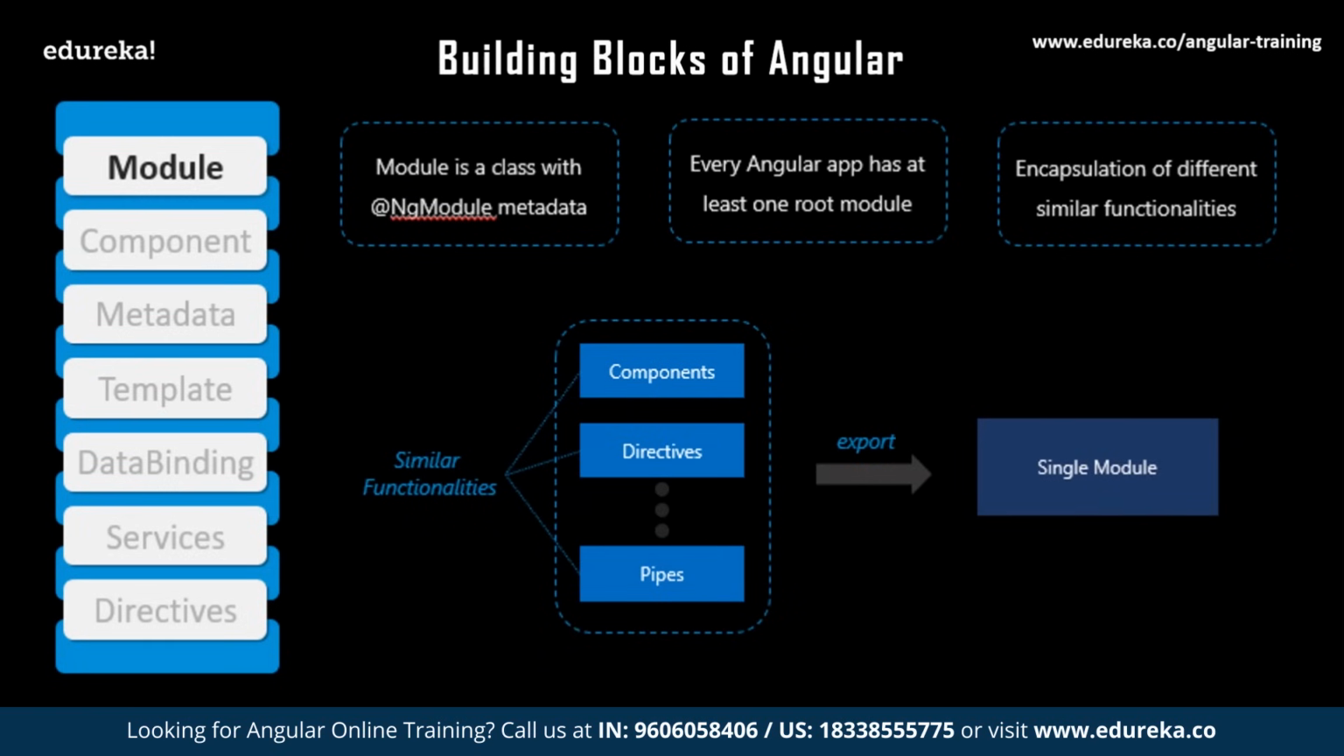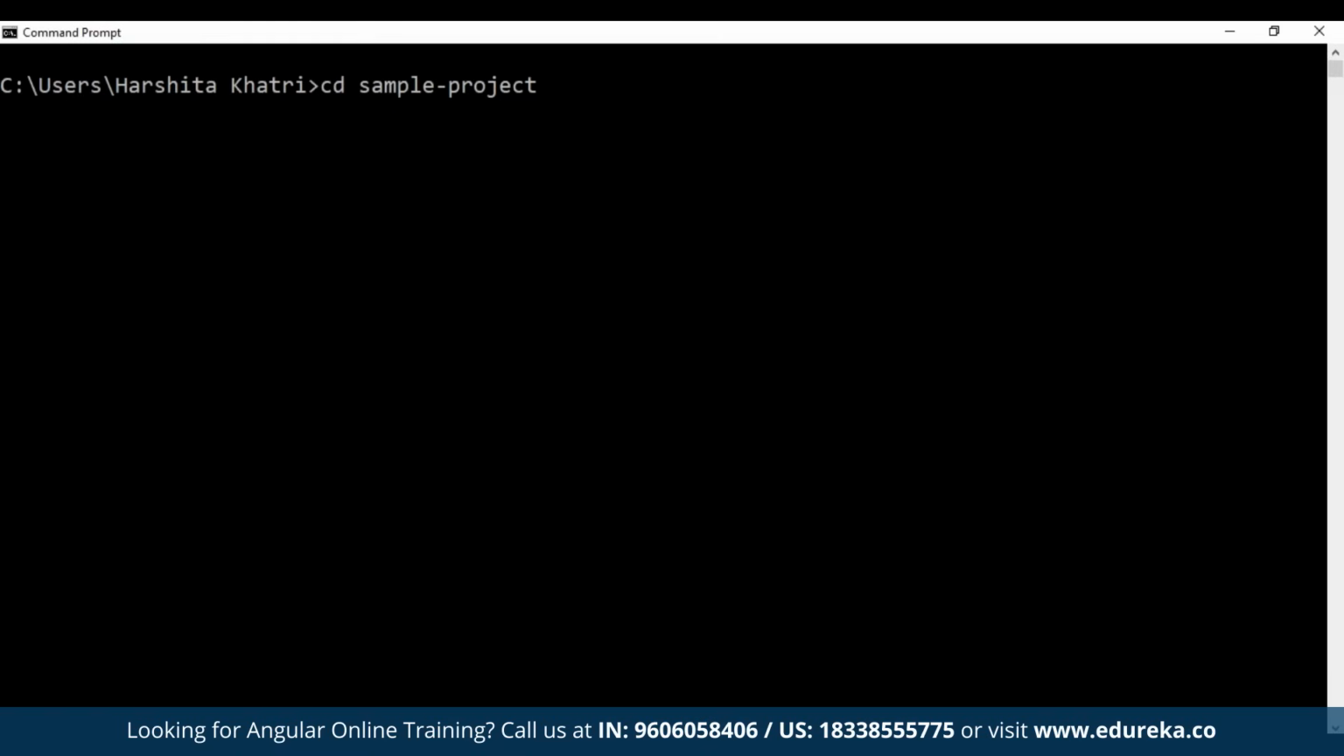So by default, the app module will look something like this. So let me just get into the project we created initially to show you all what this app module looks like.